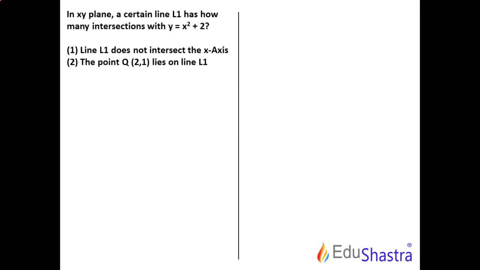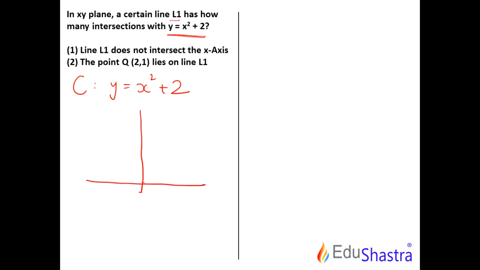Let's start with this coordinate geometry problem. We are given in the xy plane a certain line L1. How many intersections does it have with this curve? So in order to find the intersection points, we should first graph this given curve itself. The curve is y equals x square plus 2. This is a very standard parabola, and it will be formed like this.